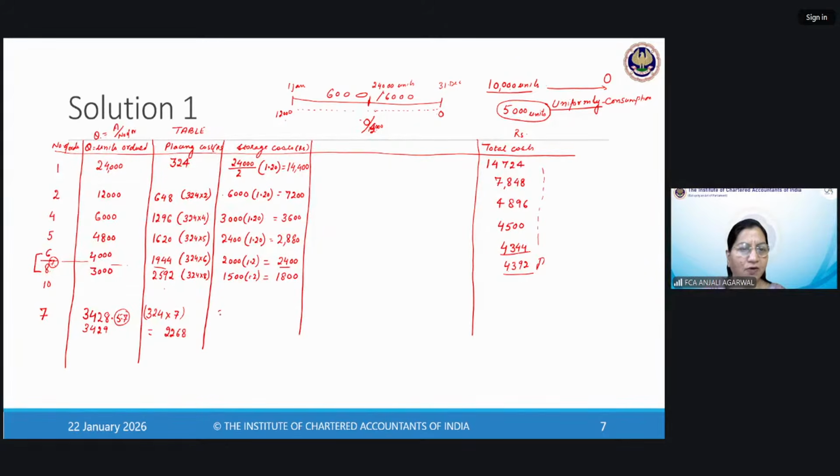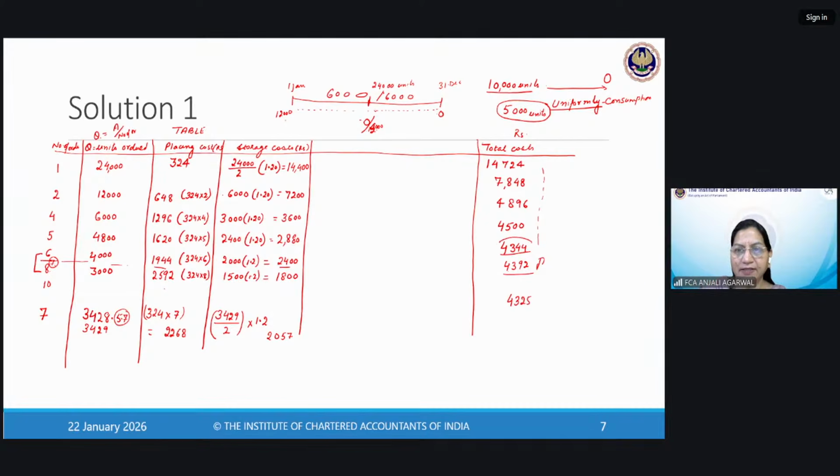And you would have held on an average 3429 divided by 2 units in store, into 1.2. 3429 divided by 2, that's 1714 into 1.2. So this is again 2057. And when you add this 2057 and 2268, it is 4325.